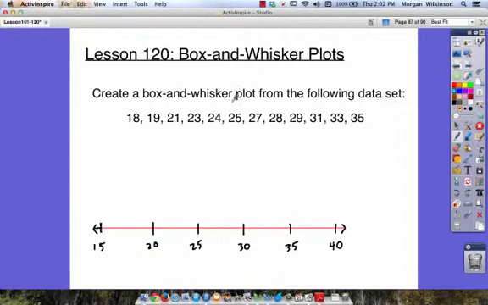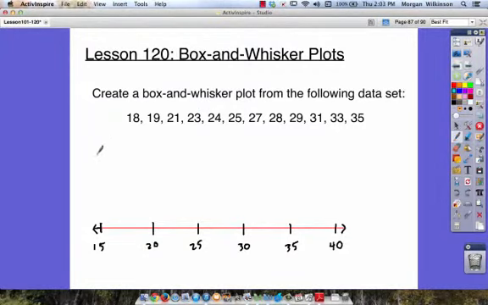Lesson number 120 is about box and whisker plots. Our first question says to create a box and whisker plot from the following data set. Here we have numbers, and these are arranged numerically already: 18, 19, 21, 23, 24, 25, 27, 28, 29, 31, 33, and 35. Now, a box and whisker plot needs to have the following 5 things.